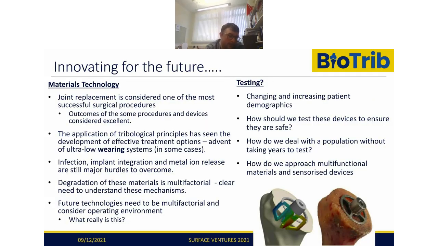So, just to finalize, we're in the area of orthopedics and biomaterials, particularly for hips and joint replacements, and it's in a bit of a weird area at the moment. There has been a lot of work done within this area. Joint replacement is considered one of the most successful surgical procedures of modern history.